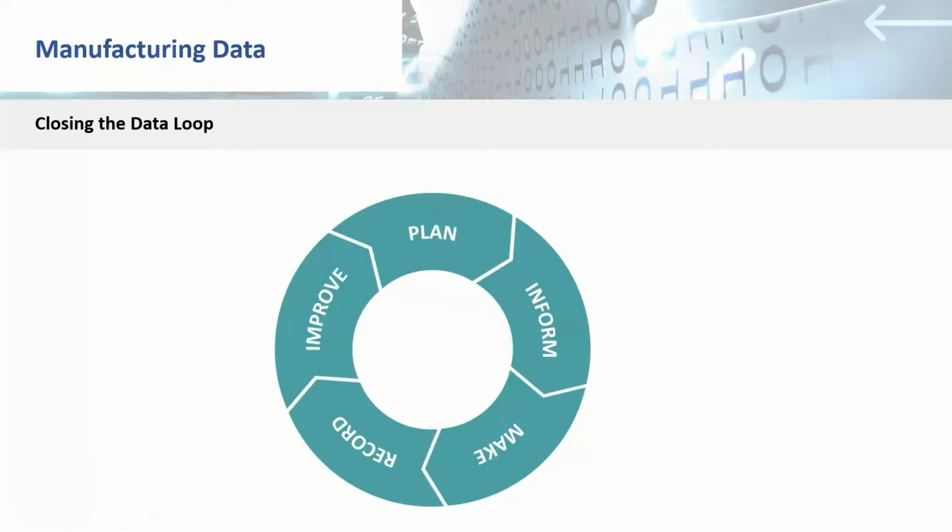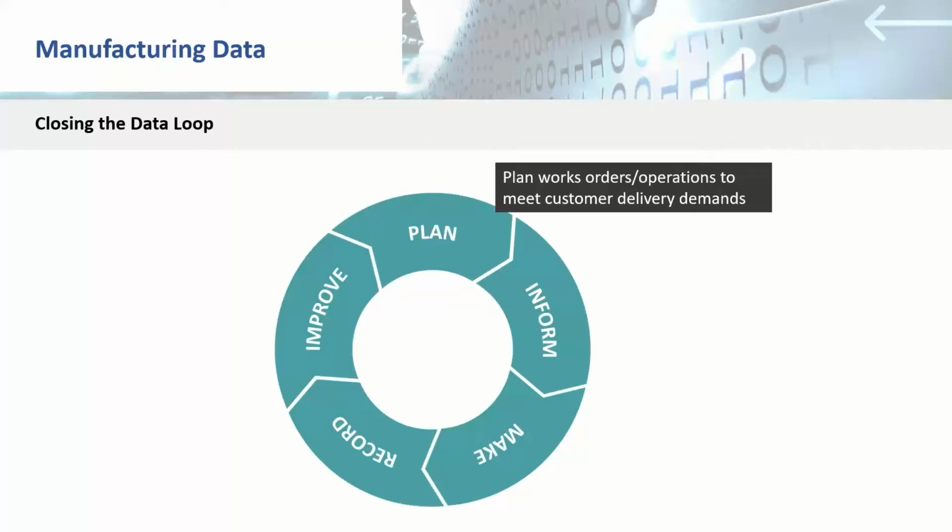So in order for a data flow to be relevant, really, it should be a closed loop. So a typical loop will be what you see on the screen here. So initially, you're going to plan your work. So you're going to enter the orders into your ERP or your database, or possibly even a paper-based type of system. And then the orders are planned to meet the customer's delivery request.